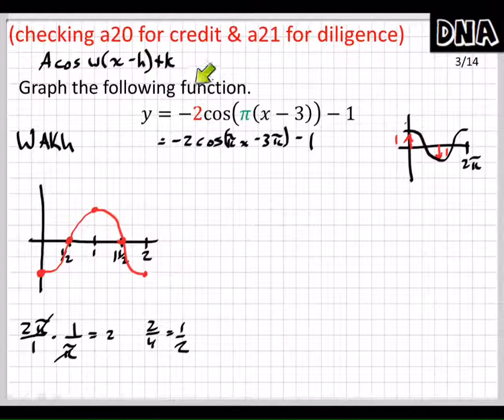So we did the w, which was pi. We did the a, which was -2. Now we do the k. What's the k? Is the k the 3 or the 1? It is the 1. Now it says -1. So what does that do to the graph?